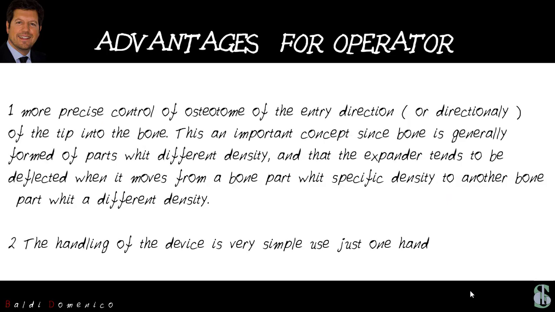The advantages for the operator fundamentally are more precise control of the osteotome, of the entry direction, of the tip into the bone. This is an important concept, since bone is generally formed of parts with different density, and the expander tends to be deflected when it moves from a bone part with a specific density to another bone part with a different density. And the second one is that the handling of the device is very simple, using just one hand.